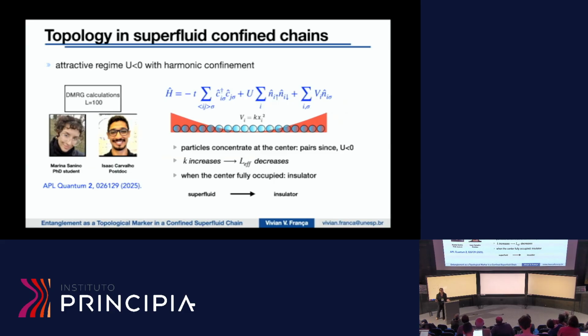So we could imagine that within this system, by varying K, by varying the confinement strength, we are essentially having a quantum phase transition from a superfluid to an insulator. That's the main idea. So now, how can I address some topological phase in this quantum phase transition?